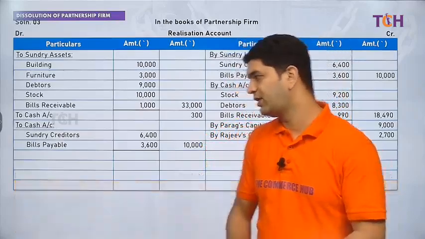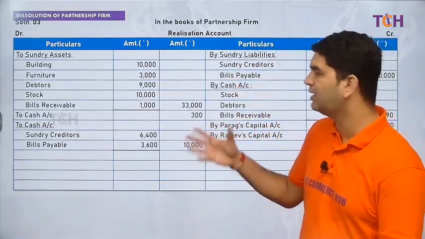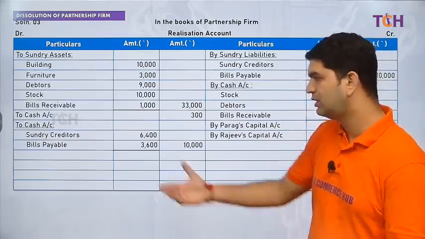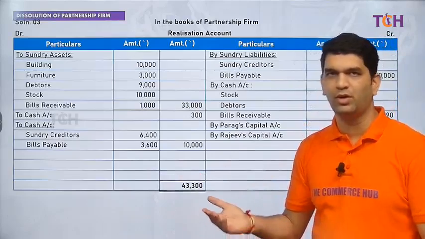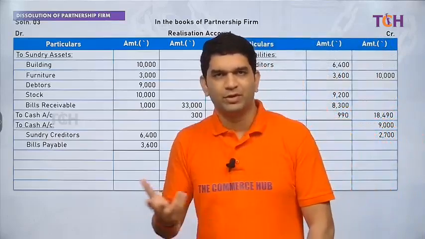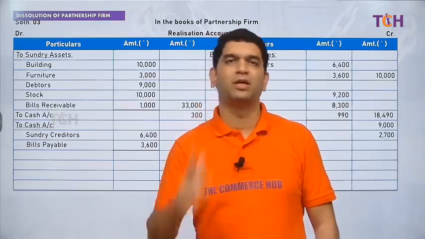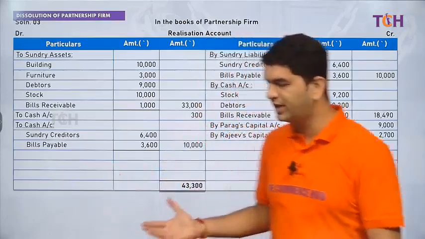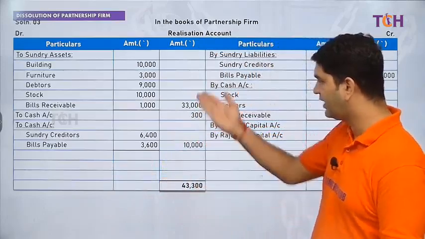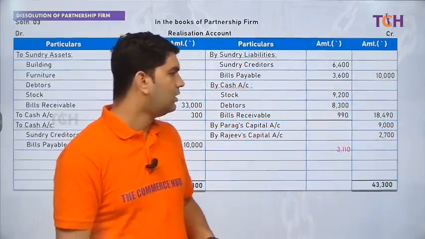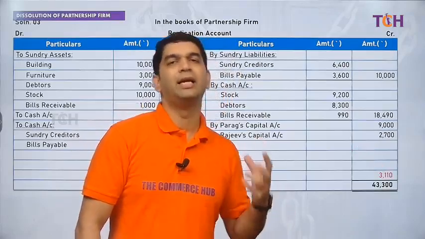Now, what is left? Do we have any partners loan account? So the answer is no. We don't have any loan account. So definitely we will not open loan account and balance it because there is nothing to be recorded. So straight away what we'll do is we'll start closing our ledger account. So first one is realization account itself. We have taken total of it and the balance would be transferred to partners capital in their ratio.